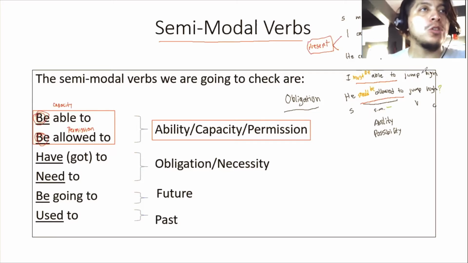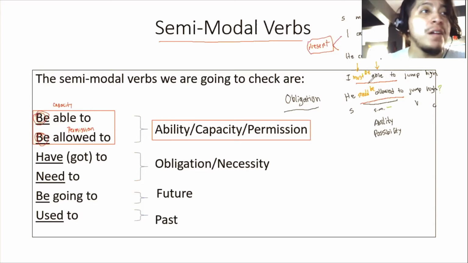I must be able to jump high. I have the obligation of being capable. I am obligated to have the ability to jump high. You are using two different things. You are expressing obligation and you are expressing capacity. I am obligated to have the capacity to jump high. I must be able to jump high, right? He should be allowed to jump high. I mean, again, he has an obligation or a necessity to be permitted. There is an obligation that he is permitted to jump high. Okay, so you can mix them.